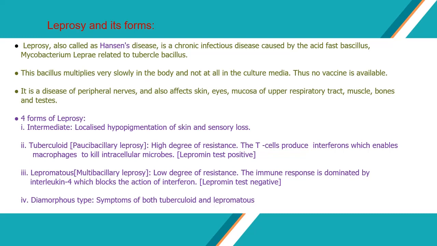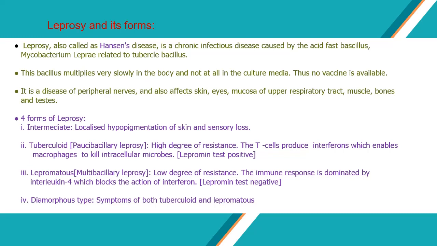It is basically a disease of peripheral nerves. Since this mycobacterium multiplies slowly, it will slowly eat up the peripheral nerves. And this primarily affects which parts of the body? The skin, the eyes, the mucosa of the upper respiratory tract, muscle, bones, and testes.